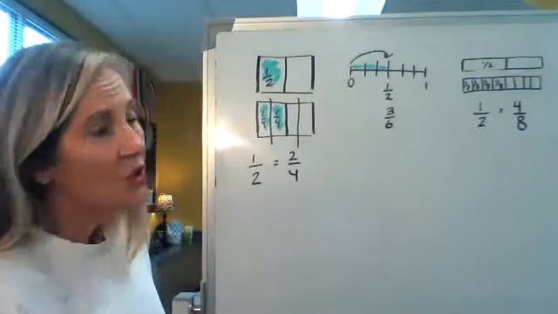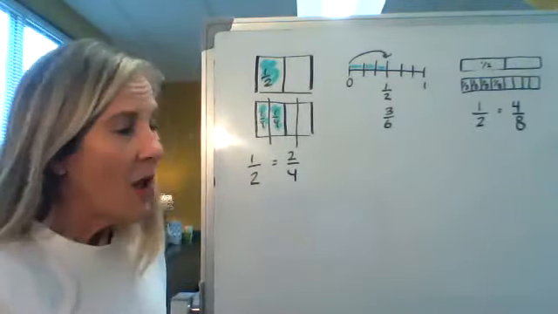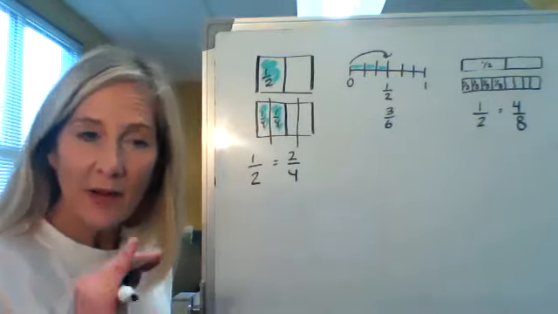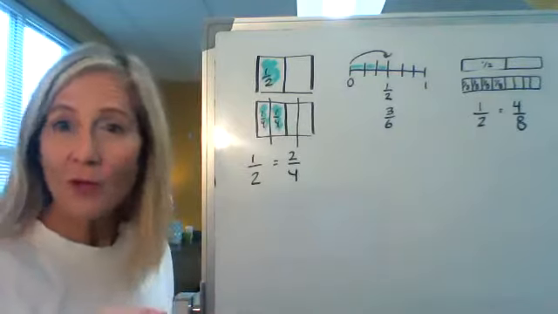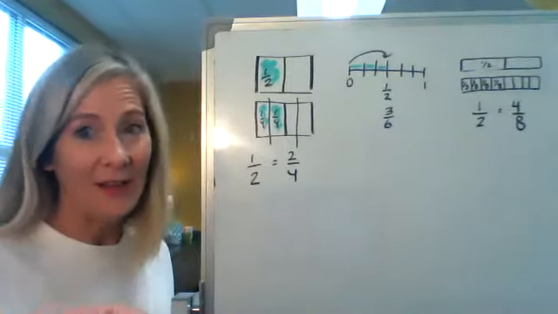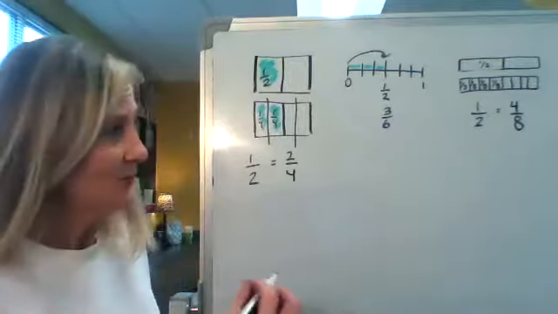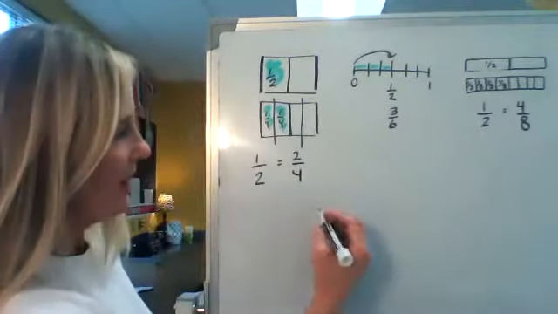Now, you've had this chance to create models and see them, but we're going to take it today and find an algorithm, a procedure that we can use, an equation that will help us create equivalent fractions whenever we need them. And you will see that you will need them a lot. But let's figure out how to do that.